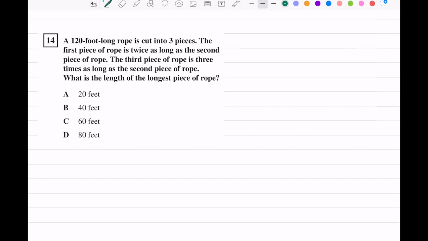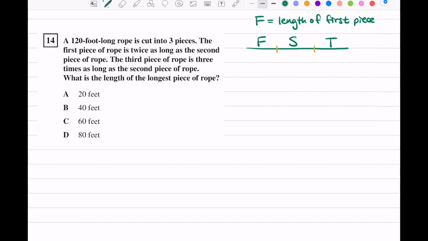Okay, so there's a lot of information here. Let's try to visualize this. So let's think of this as our piece of rope, and we can divide it into 3 pieces. We don't know the length of each of these 3 pieces, so let's create some variables. Let's say that f represents the length of the first piece. Similarly, s represents the length of the second piece, and t represents the length of the third piece.